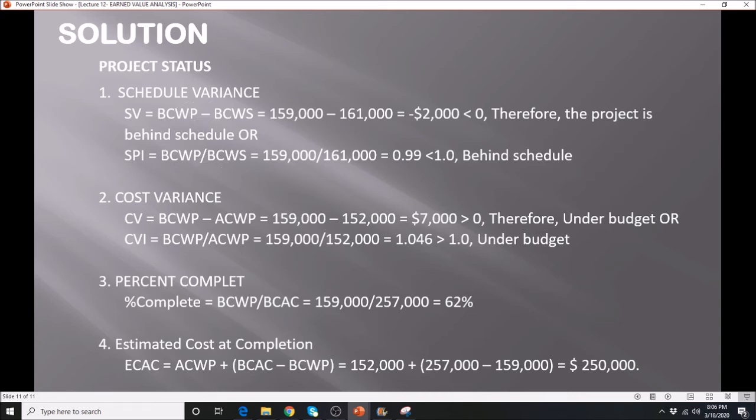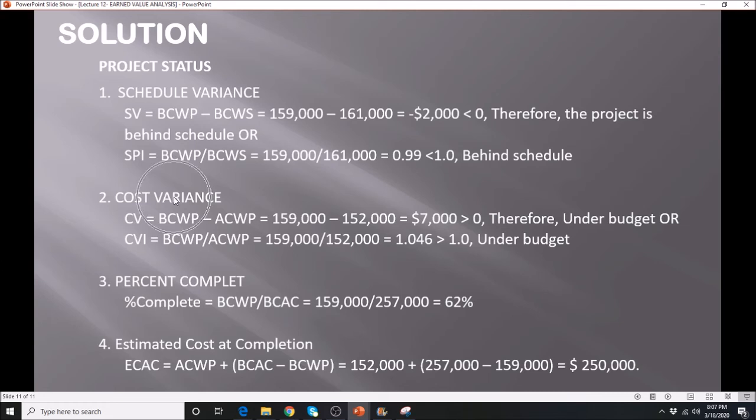Again, we have another alternate. We call it the SPI, Schedule Performance Index. That is the ratio between your BCWP and BCWS. We divide this value by this, and it gives us 0.99, which is less than 1. It's slightly behind schedule. So again, these two formulas must be consistent. If you use the first formula, it tells you behind schedule, and if you use the second formula, it should also tell you it is behind schedule.